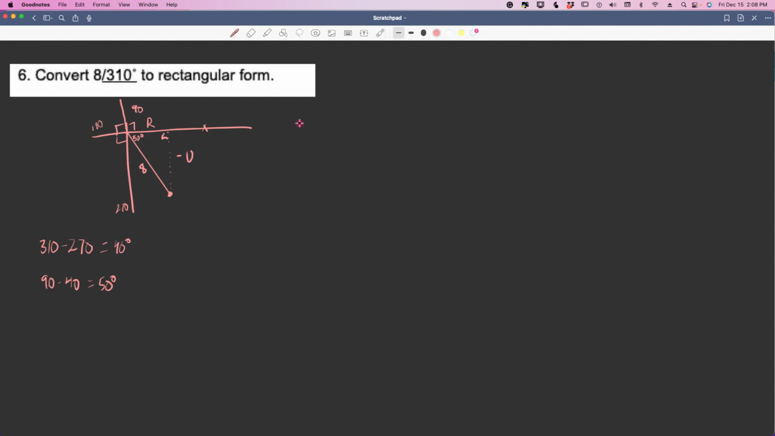So we're going to say 8 times the cosine of 50 degrees is equal to, and because it's SOH CAH TOA, right? Cosine is adjacent, so that's r. That'd be a positive r. And 8 times the sine is O, so that's the opposite, so that's going to be negative u.